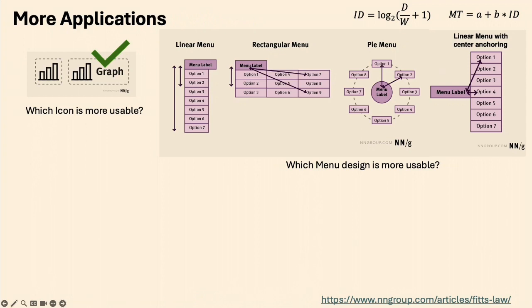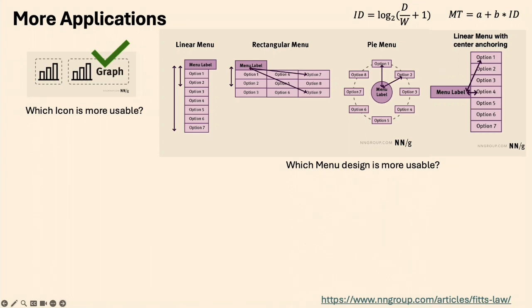All right, we have several menus. Which one do we think is easier or has less difficulty to acquire? Well, the first menu is linear. My movement is restricted to one axis. If my goal is to select the first few menus, I don't have to move that much. So D would be smaller. But if option 7 is the most frequently clicked item, maybe this is not the best design.